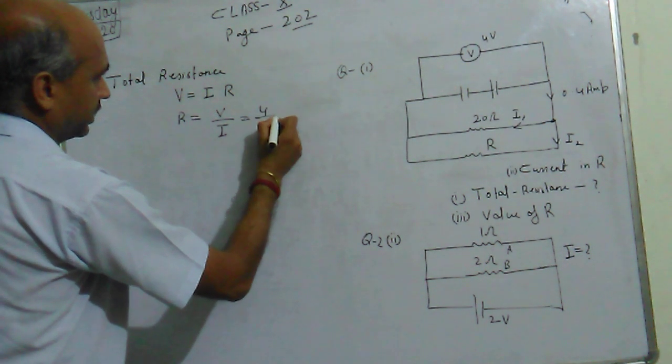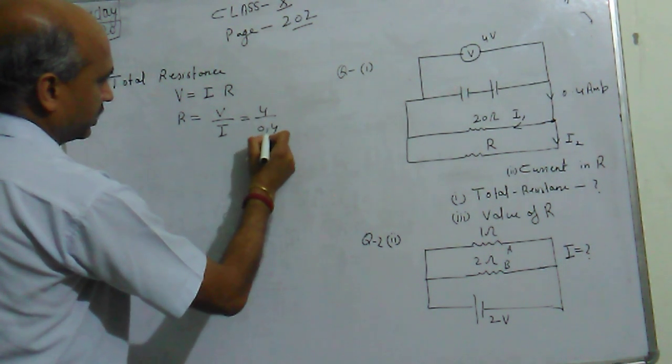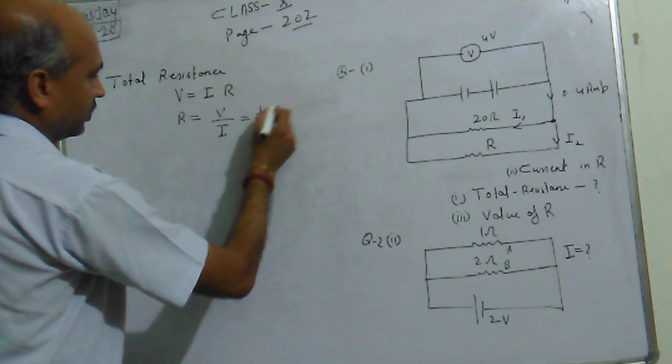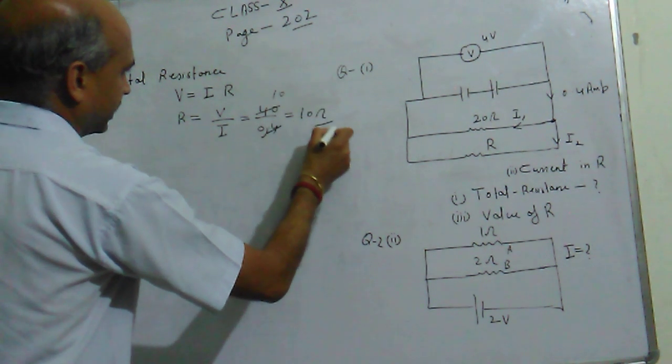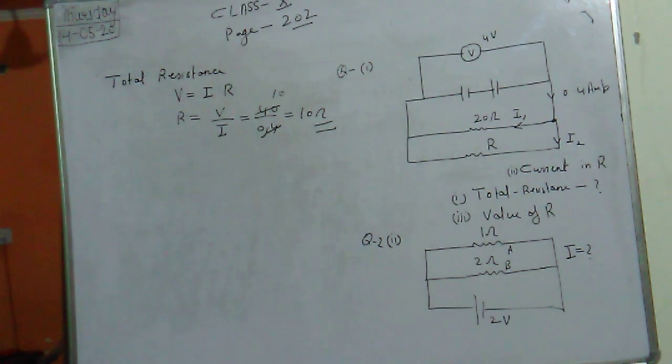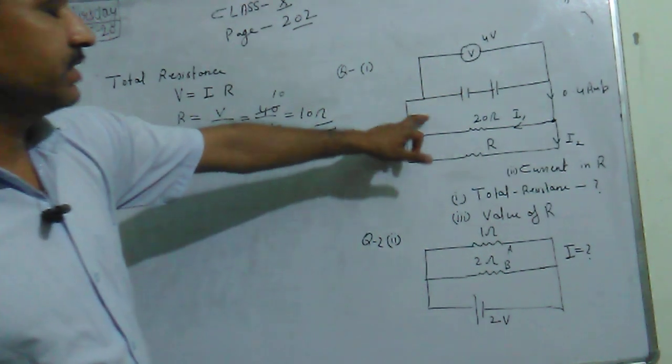It is 4 volt upon 0.4. Cancel it out. 4 1 ja 4, 4 10 ja 40. So that means total resistance is how much? It is 10 ohms. Then coming to the B part, total resistance we have got.